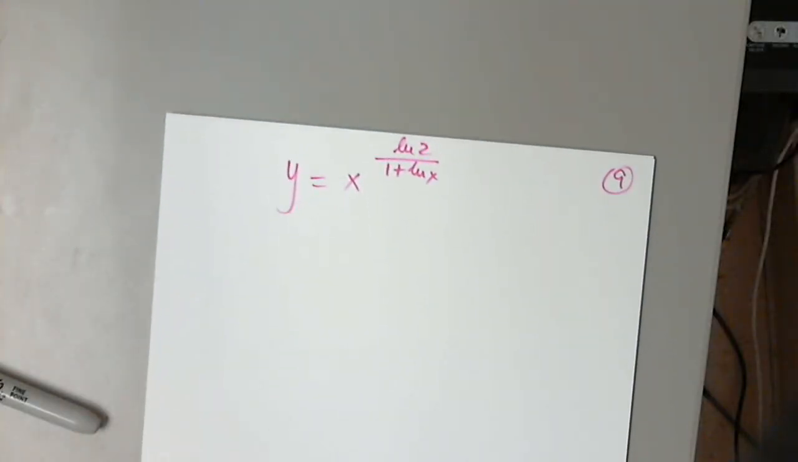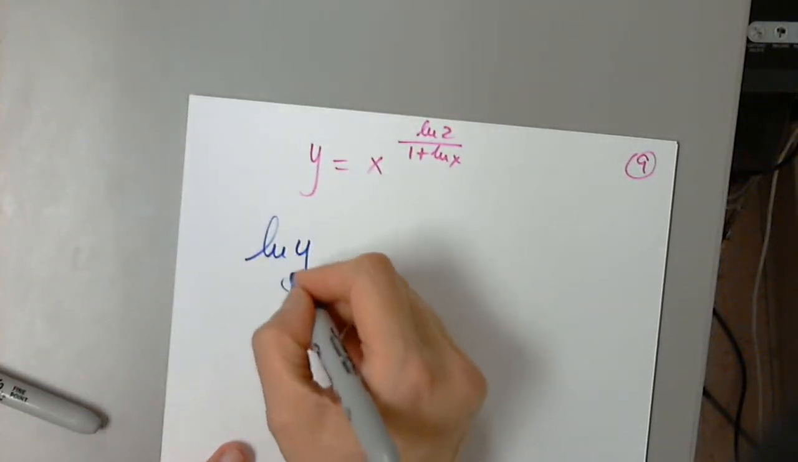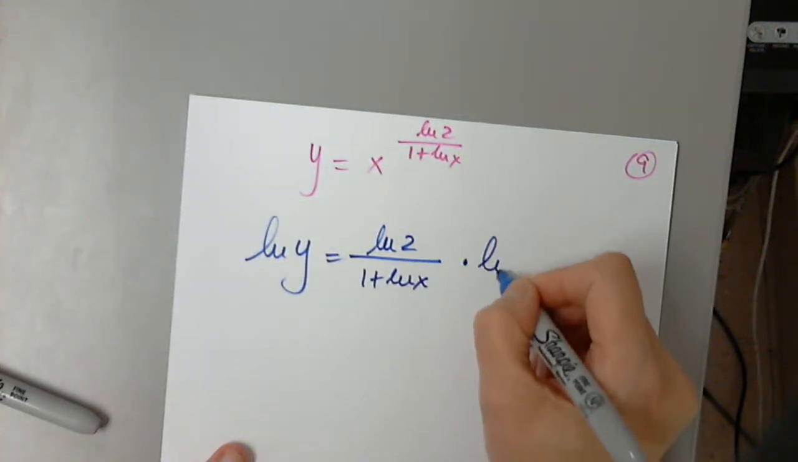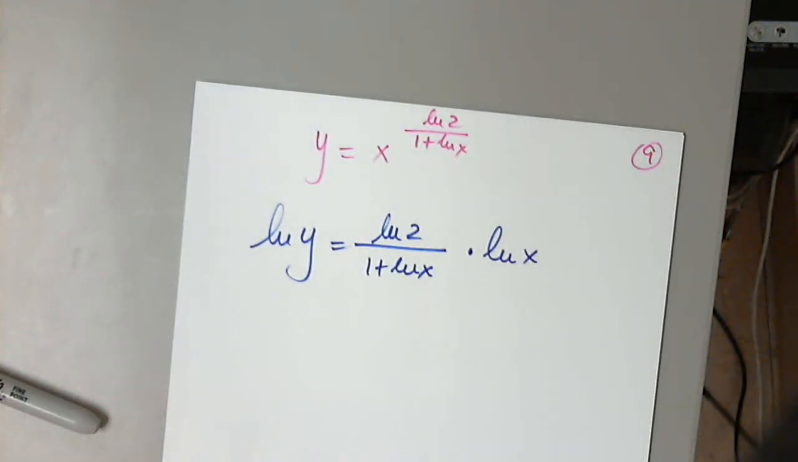What do we get? Natural log y equals natural log 2 over 1 plus natural log x multiplied by natural log x. Is this okay? Yes. We agree with these steps. How is this okay? Anyone? Questions? Good. So I have the function, I applied log to it. What is next? I apply what to both sides? The limit. Yes, the limit it is.